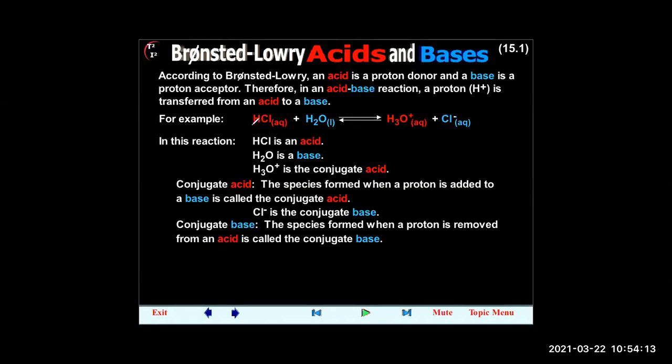Acid and base. So this is an acid, this is the base. What you get when H2O accepts a proton is H3O+, because one positive is added to the H2O. Remember, H2O is neutral, it is zero. So when you add plus one to it, it becomes plus. All right, so that's how you got H3O+. And this is called a conjugate acid.